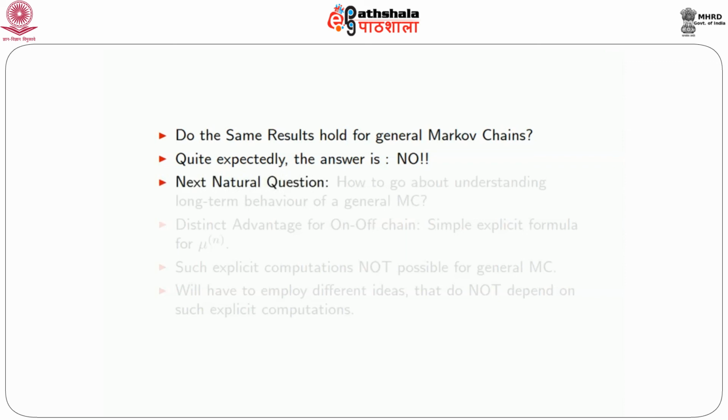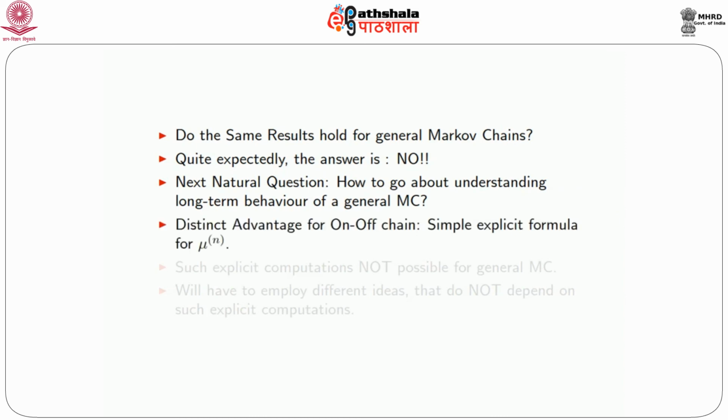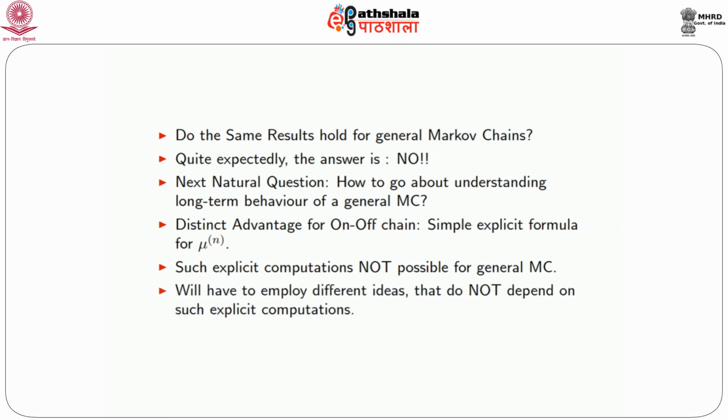Now, if that is the situation, then the next natural question is how to go about understanding long-term behavior for a general Markov chain. Now remember, the distinct advantage for the on-off chain was that we could actually do a lot of explicit computations. We could get a simple explicit closed form expression for mu n, from which we could then perform the limit as n goes to infinity. Unfortunately, and quite expectedly, such explicit computation would not be possible for a general Markov chain, which means that we'll have to employ ideas that do not depend on such explicit computations.